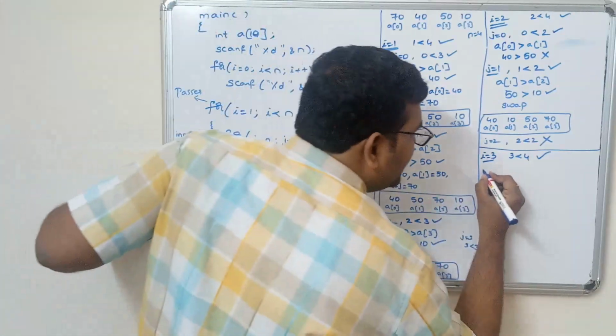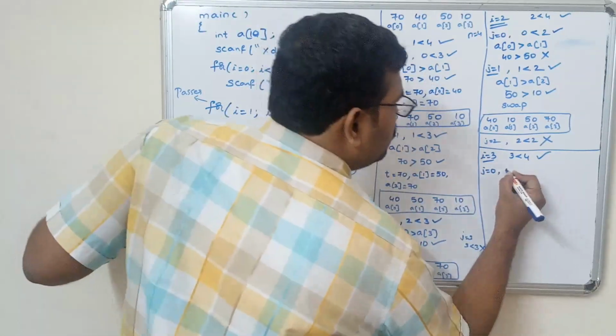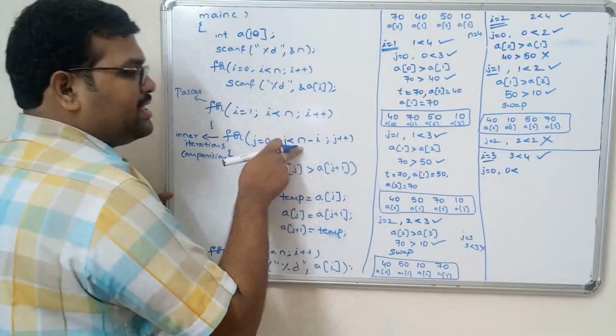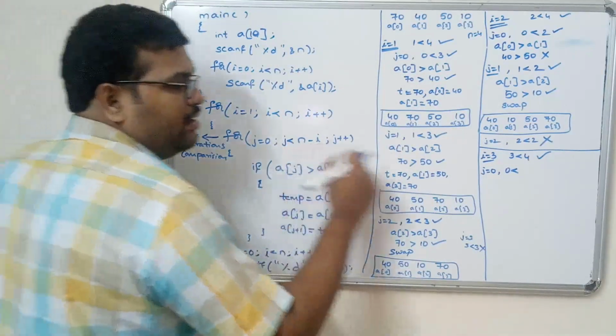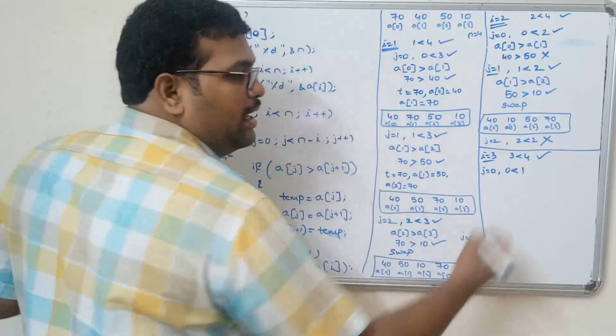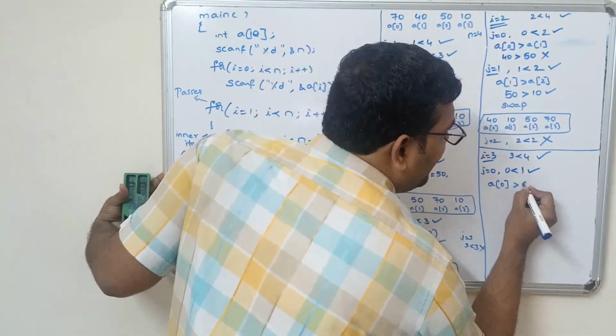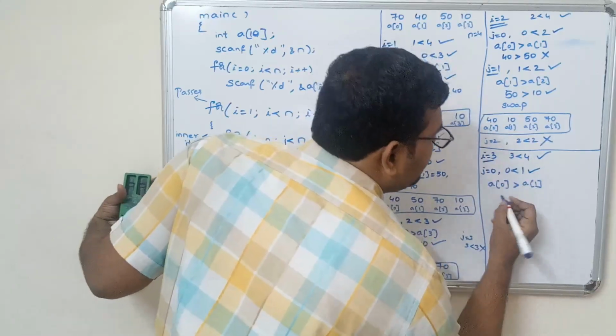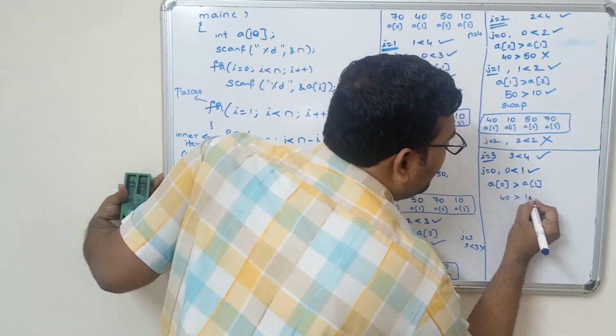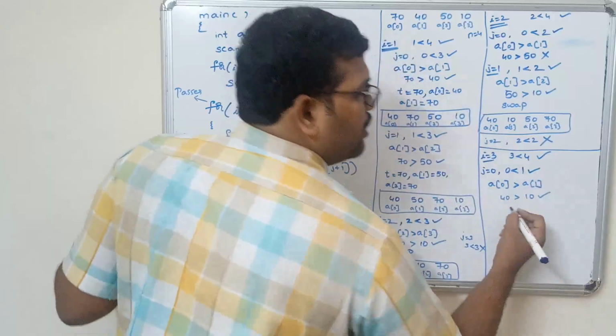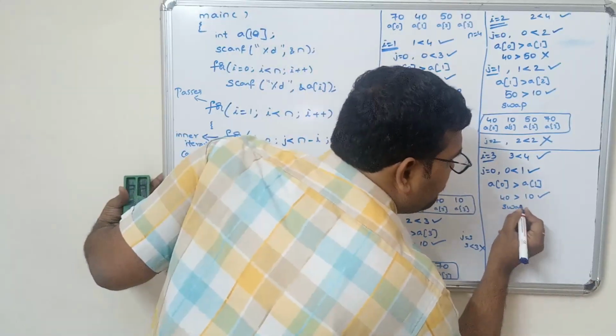So now again j is equal to 0. So 0 less than n minus i. n is 4, i is 3. 0 less than 1. Again the condition is true. Now a of 0 greater than a of 1. That means 40 greater than 10. This condition is true. Now the swapping should be performed.